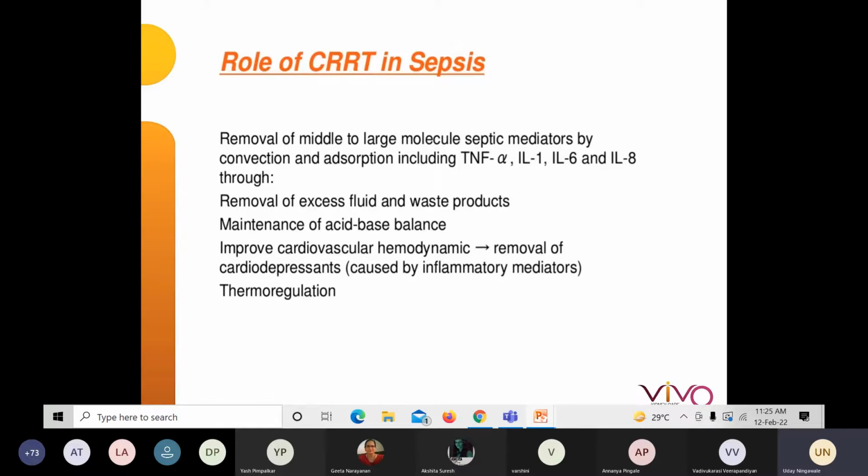What is the role of the CRRT in sepsis? If a patient is in septicemia, CRRT removes middle and large molecule sepsis mediators by convection and adsorption, including TNF-alpha, IL-1, IL-6, and IL-8. Removal of excess fluid and waste products. When there is sepsis, the body releases cytokines, IL-1, IL-6. Removal of excess fluid and waste products, maintenance of acid-base balance, improved cardiovascular hemodynamics, removal of cardiodepressants caused by inflammatory mediators, and thermoregulation. Thus, heat regulation of the body is possible in infections.